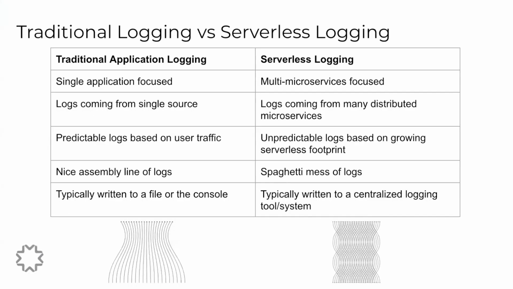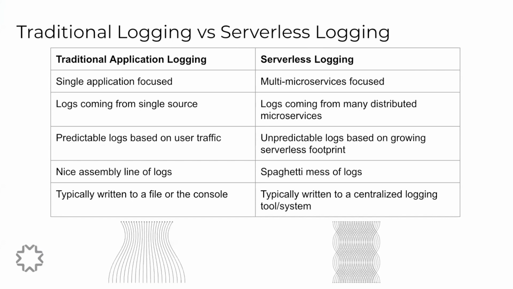Traditional logging is typically single application focused, and logs are coming from a single source. So it's very nice. It's like an assembly line. If you look at the icons on the bottom, it's like a nice assembly line of logs all going from a single source to a single target. So it's those predictable logs based on user traffic, and it's typically written to a file or to the console or to a single system maybe.